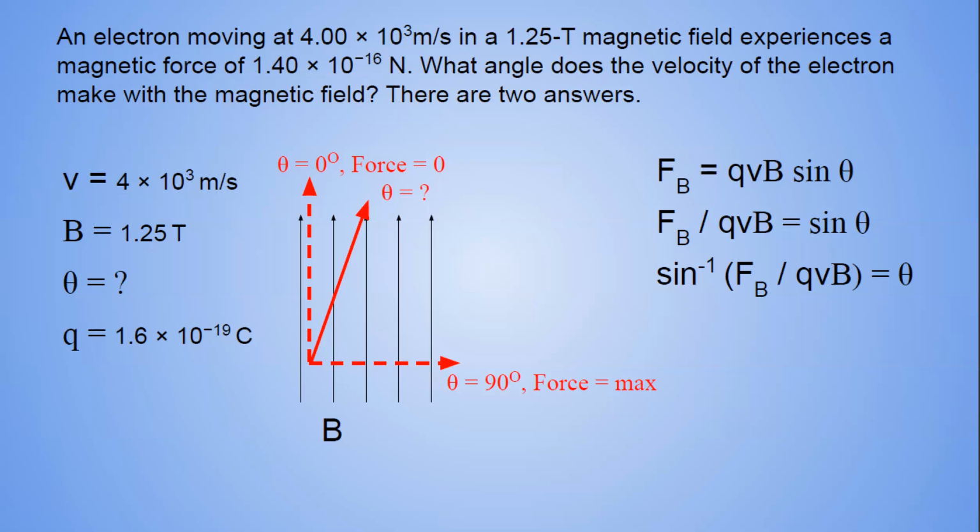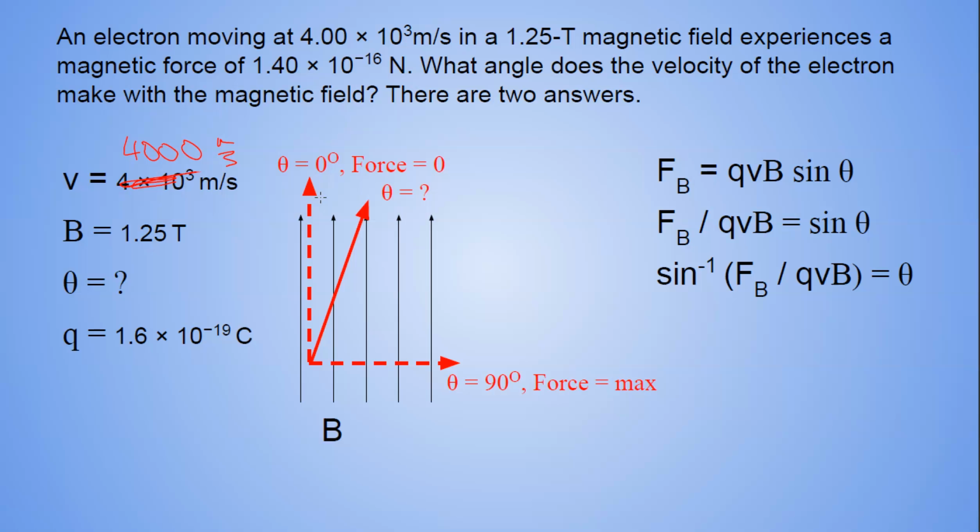Here's one right here. Electron moving at 4 times 10 to the third meters per second. That's just 4,000. Let's just put in a 4,000 there. Meters per second, in a magnetic field, experiences a magnetic force of 1.4 times 10 to the negative 16. What angle does it make? I don't know what this is right here, but that's not the right number, is it?